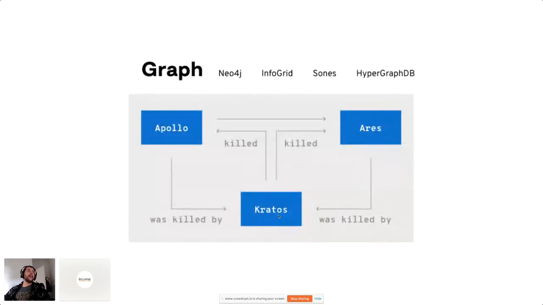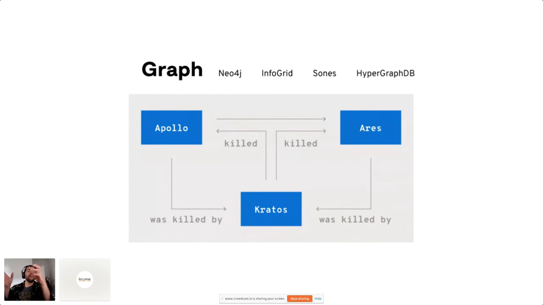And the last one is graph database. The graph database, the relationship between vertex. Right now in the graph, I have an object to store relationship information. And that's amazing because right now I have the relationship directions. For example, here, I have three vertex: Apollo, Ares, and Kratos.